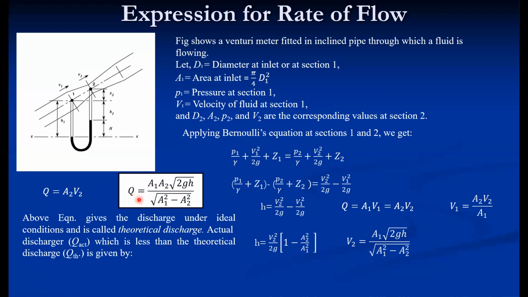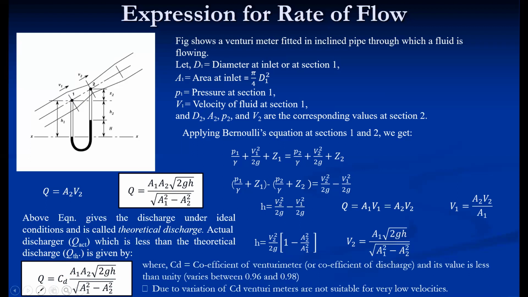Actual discharge Q actual is less than theoretical and is given by Q is equal to CD into Q theoretical. So some losses are there, and those losses are accounted for in this particular CD value. Where CD is called the coefficient of venturimeter or the coefficient of discharge, and its value is generally less than unity. In most cases, because of its divergent section, the losses encountered are less. So its value varies from 0.96 to 0.98.